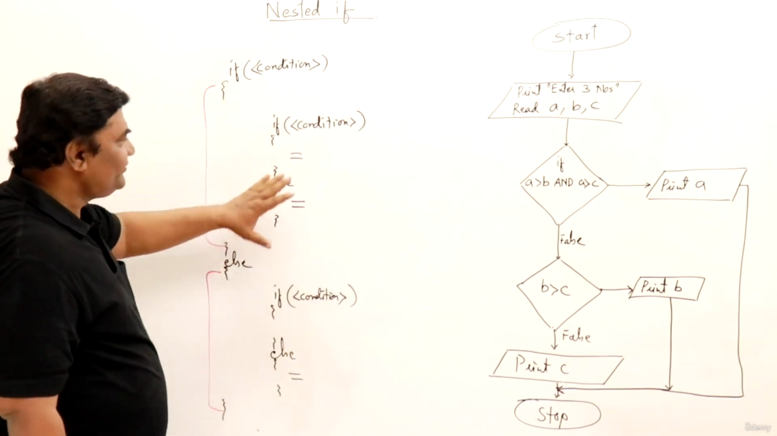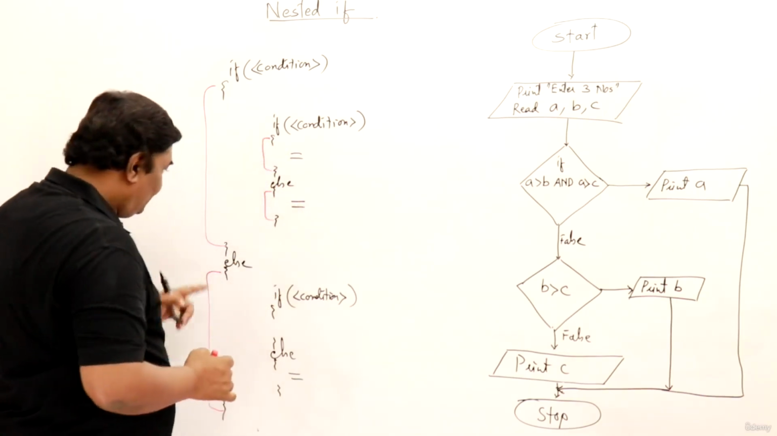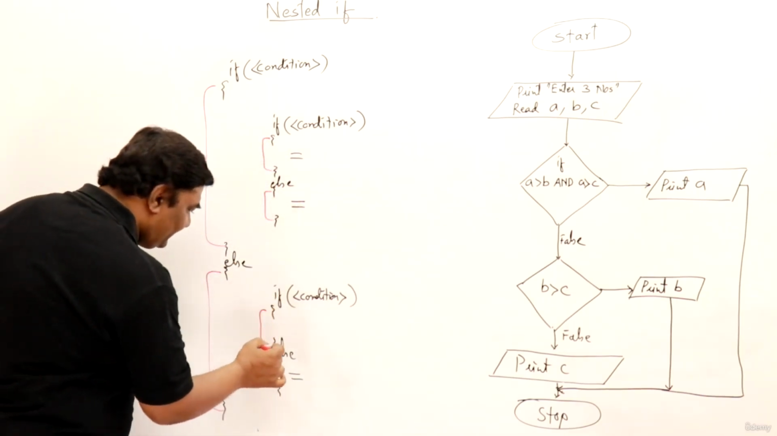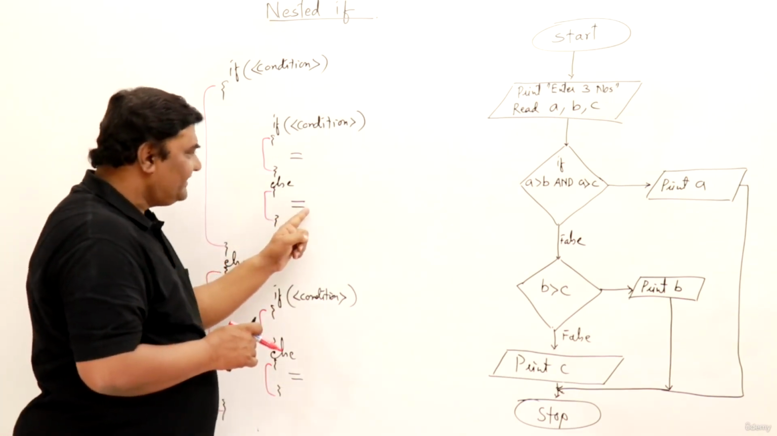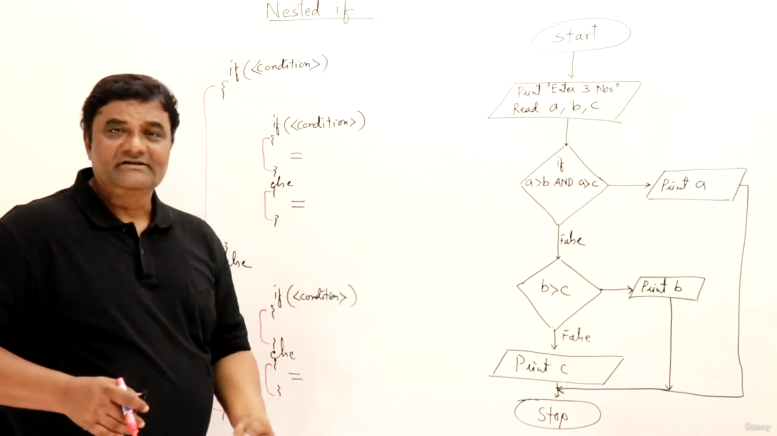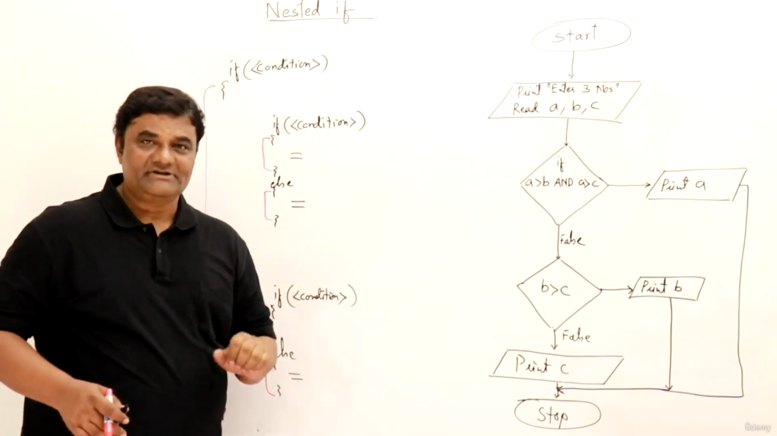So inside if also you can have its own if and else, if required. And also inside else you can write. One more thing: can I write another if inside this? Yes, you can write if and else up to any nested level. So this is supported by C++.